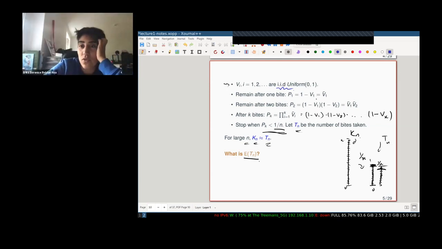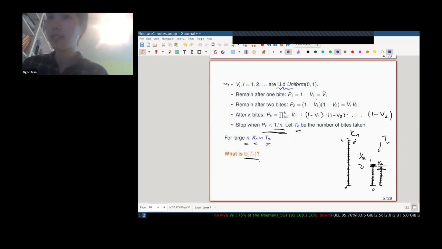So I guess each VI is independent. That's right. Excellent. So these VIs are independent, right? So all of these guys are independent. And so after k bites, if you fix k, then you know quite a lot about the distribution of the size of the piece that remains, right? It's just a product of IID uniforms. These 1 minus V guys are just also uniform on 0, 1. So this is really a product of k IID uniforms. Okay, cool.